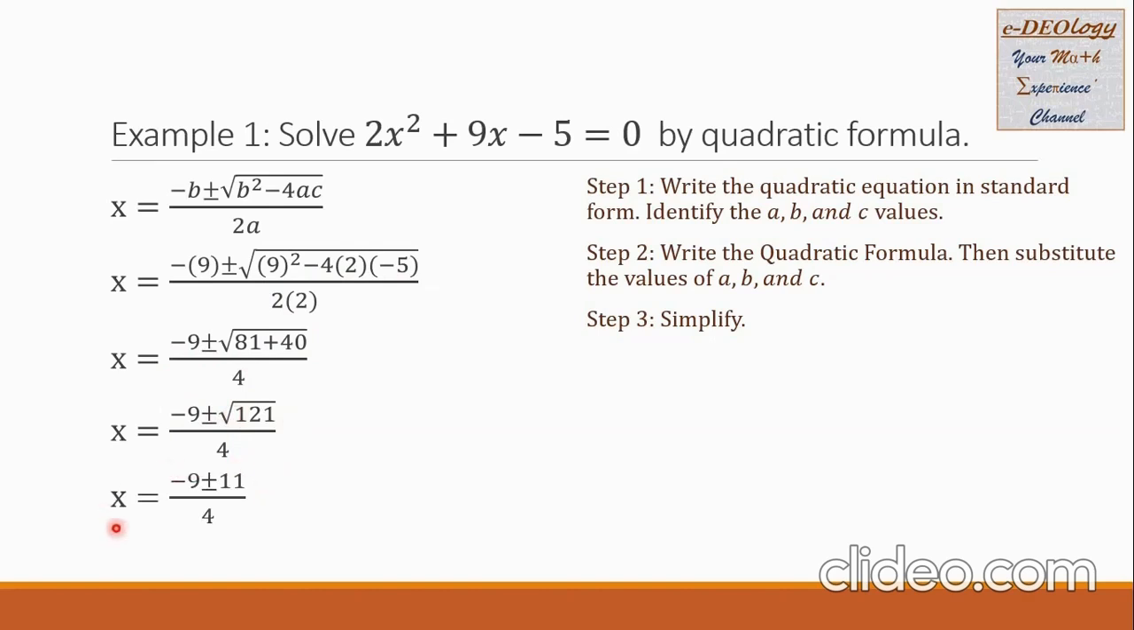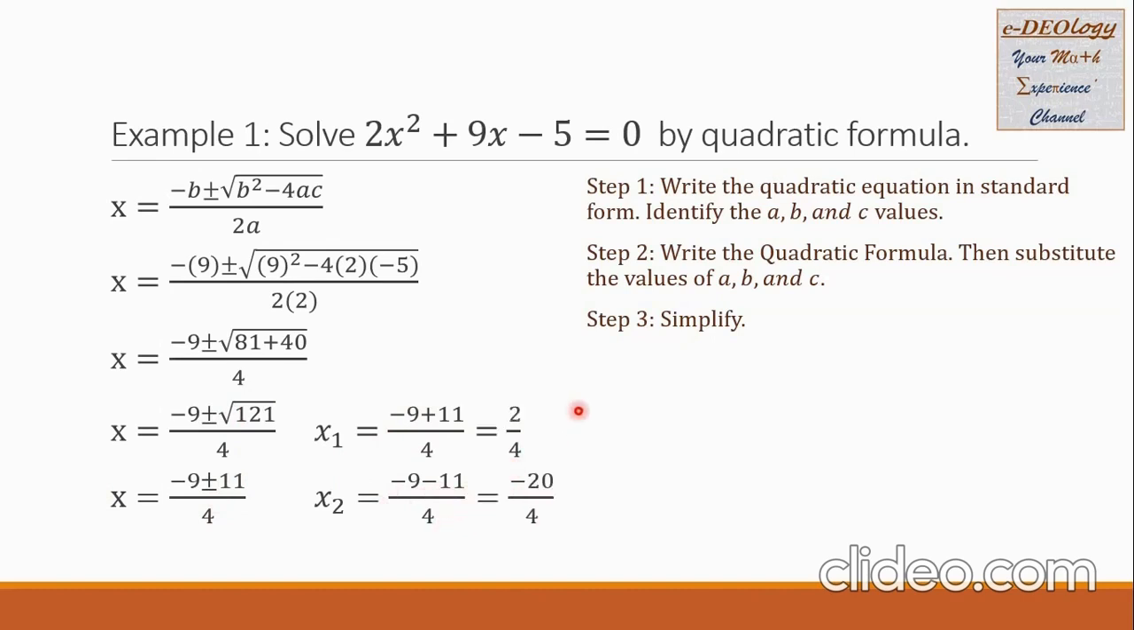Now at this point, we're going to split the plus and minus. There will be two values for the x. The x sub 1 is equal to, we will use first the plus sign. So negative 9 plus 11 all over 4. For the x sub 2, the negative sign will be used. So negative 9 minus 11 all over 4.